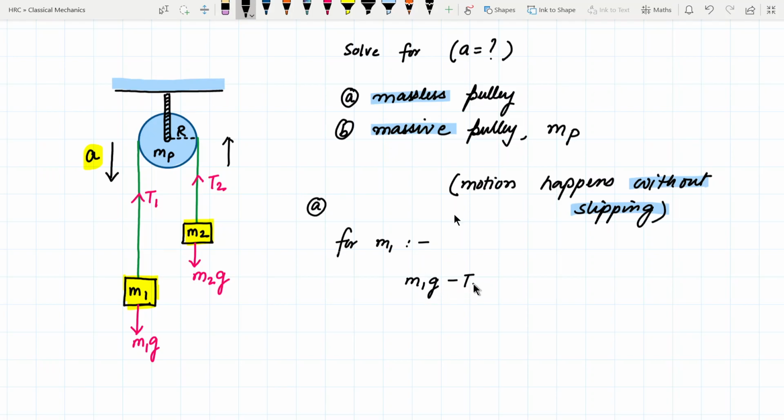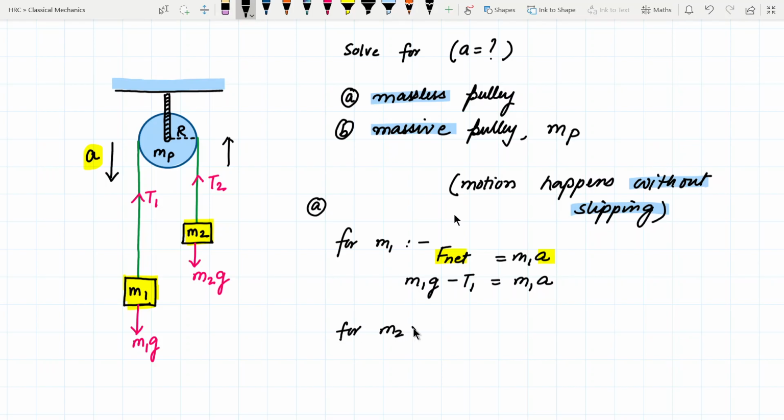M1G minus the tension is equal to M1A, because the net force is equal to M1A, Newton's second law. Any kind of an imbalance in force will result in some kind of an acceleration. So what is the imbalance in forces? M1G is greater than T1. If M1G is not greater than T1, and T1 is greater than M1G, it will accelerate upward, not downward. And if both are equal, there will be no acceleration, okay?